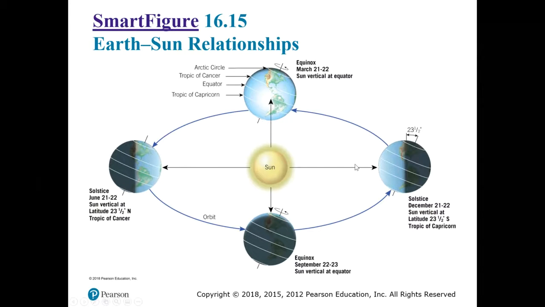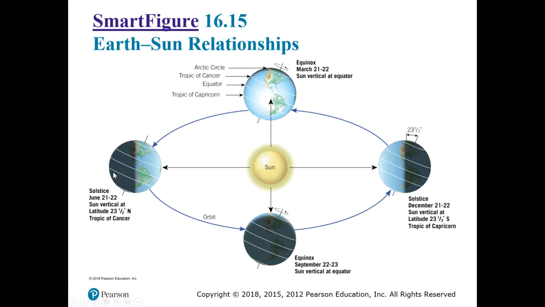Now take a look at this. If we start at the equinox in March, you can see they've got the Arctic Circle, the Tropic of Cancer, I remember because a lot of people in North America get cancer, the equator, and the Tropic of Capricorn. And so you get an equal 12 hours of sunlight, 12 hours of dark, okay? We're kind of to the side of the sun.